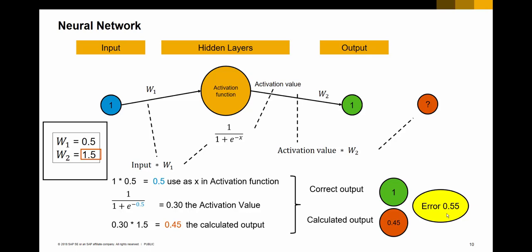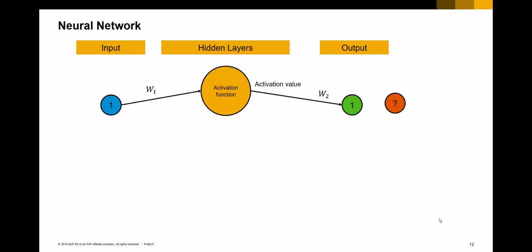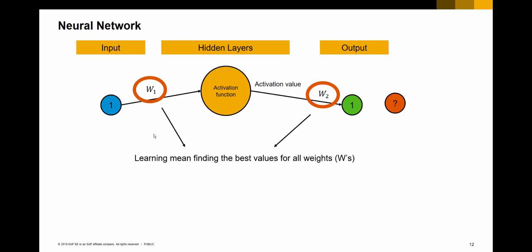If we quickly compare to before, we had an error of 0.85, and now we are down to 0.55. Of course, we can keep working on this until we get close to the correct output. All in all, what we're talking about here is that the learning of the network actually means that we are finding the best possible values we can for the weights.